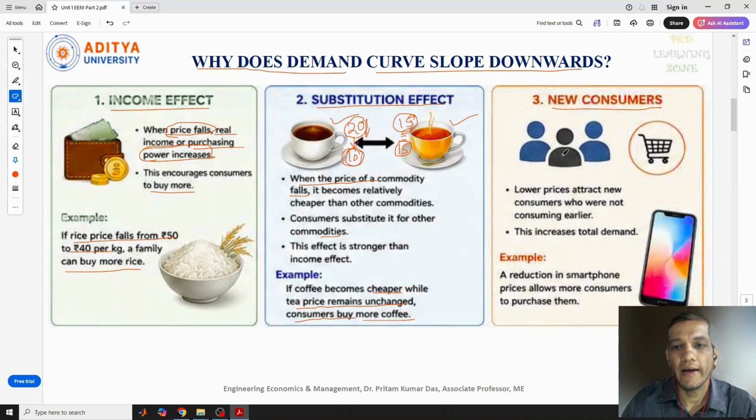The next one is new consumers. Again, the price of the product should be lower. So lower price attracts the new consumers who were not consuming earlier. Suppose some consumers are there who are not using smartphones initially. When you decrease the price of the product, they can be attracted, and it allows those new consumers to purchase the smartphone. This is one of the reasons, new consumers.